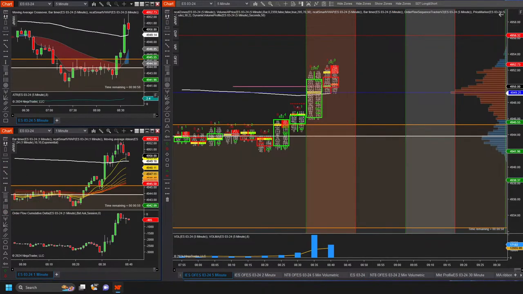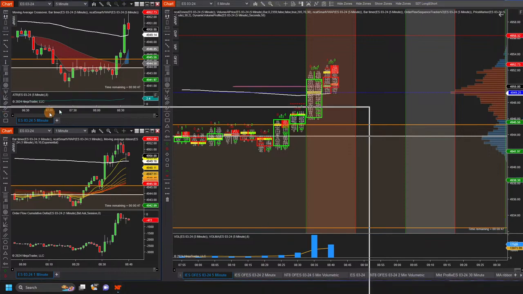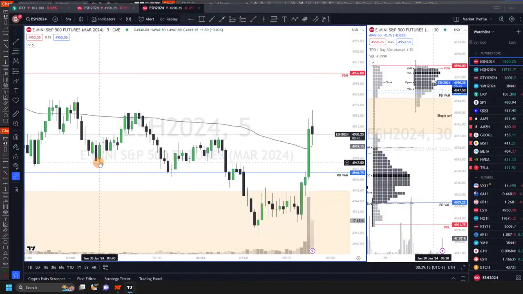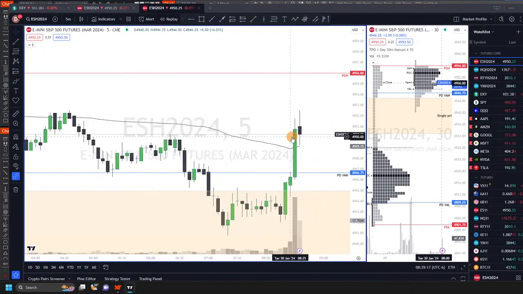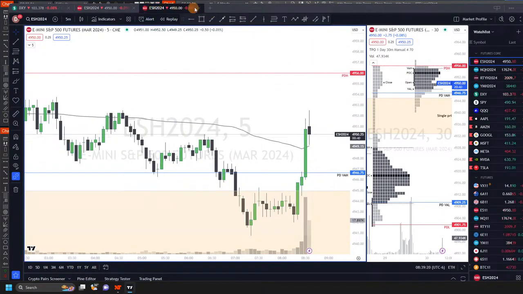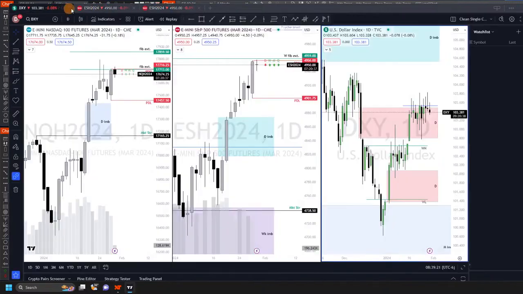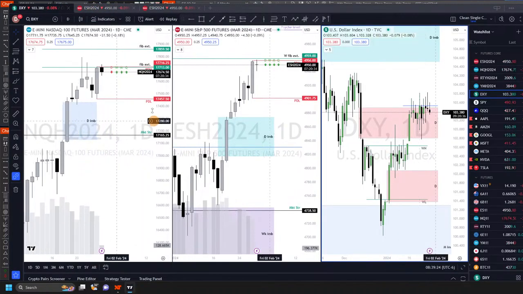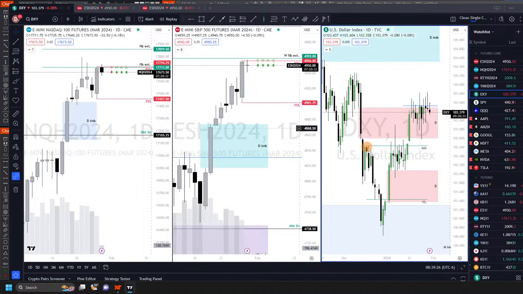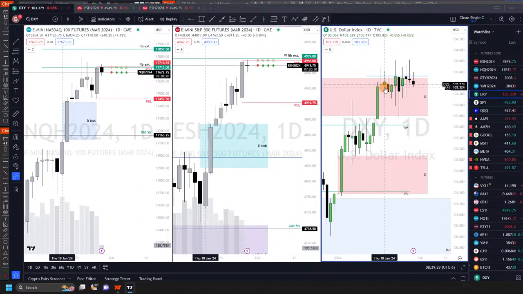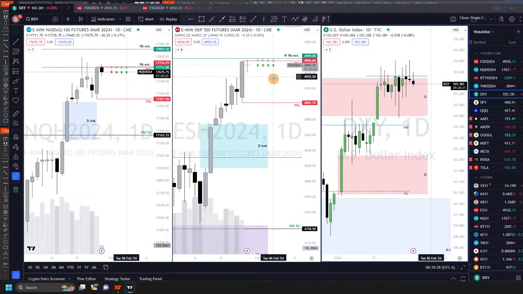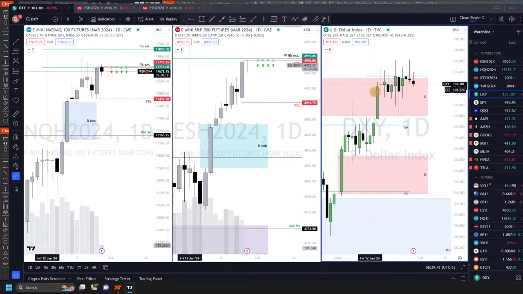Can look at other markets too. See what other markets are doing. So we've got the S&P. So I got my NASDAQ here. You can see S&P, and I got the dollar. The dollar is ranging right now. It had this buy side imbalance to the upside. If the dollar breaks out, I'd be looking for a rotation back down. So we're kind of building up right now what the dollar wants to do.